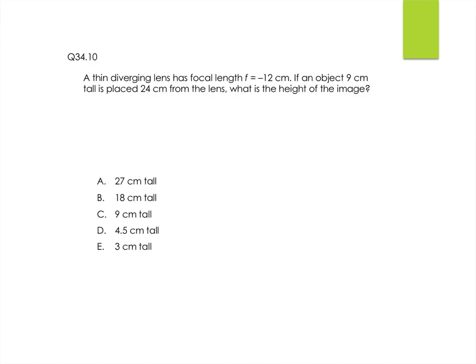Okay, and so here's a problem where we have to work with our object distance and our image distance and our focal length. Okay, let's look at this problem. We're going to use this lens equation. And we actually are given some information here. We have the focal length. It's a diverging lens, and that's why the focal length is negative.